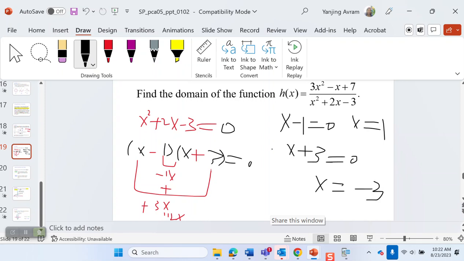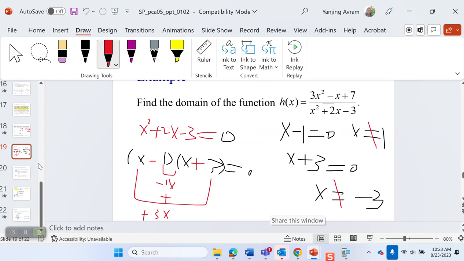All right, so what does that mean? That means when x is equal to 1, the denominator will be 0. So we're going to say x cannot be equal to 1, right? When x is equal to negative 3, the denominator will be 0. So we say x cannot be equal to negative 3. All right, so that is your domain in here. Okay, your domain here means x cannot be equal to 1, x cannot be equal to negative 3.